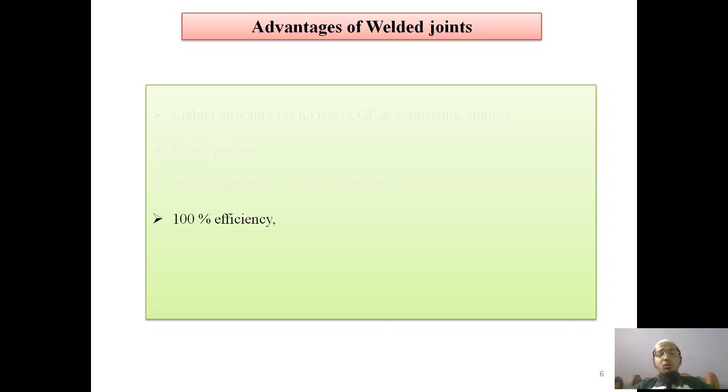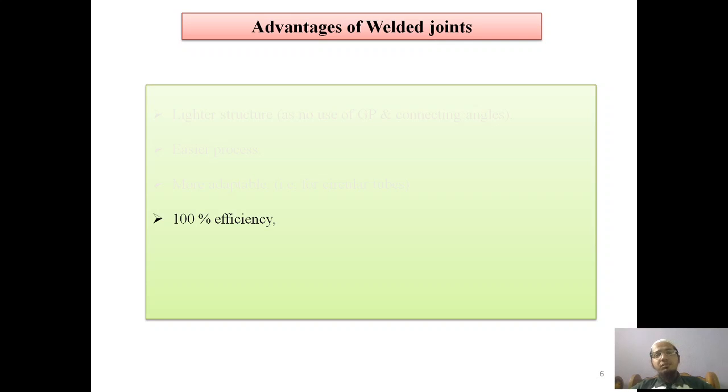As we know, efficiency is nothing but the strength of the connection to the solid or full strength of the connection. In case of bolted, we have learned strength of single bolt or strength of bolt to the solid strength of plate will give the efficiency. Now here in this case there is no making of bolt holes, hence there will be no reduction in the solid strength of the plate. Hence it may give 100% efficiency.